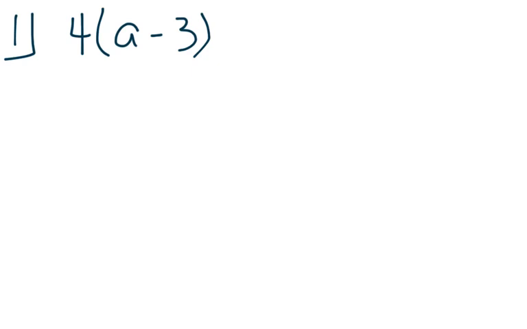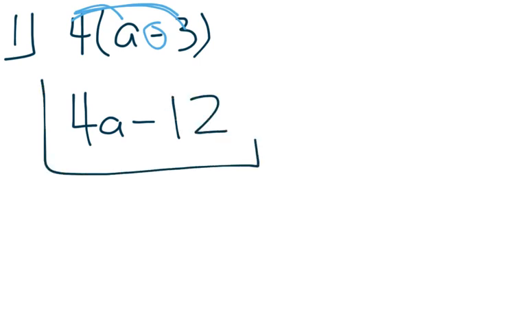Practice 8-2, multiplying and factoring. For the first few problems, we want to simplify each product. What that basically means is you're going to be distributing. So you're doing 4 times a, which is 4a, and we keep the minus, and then we do 4 times 3, which is 12. So this is your answer for number 1, 4a minus 12.